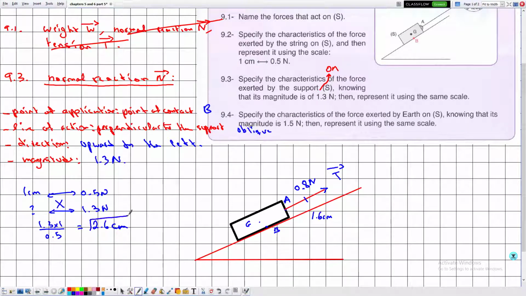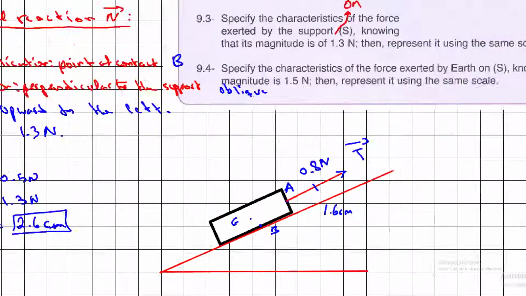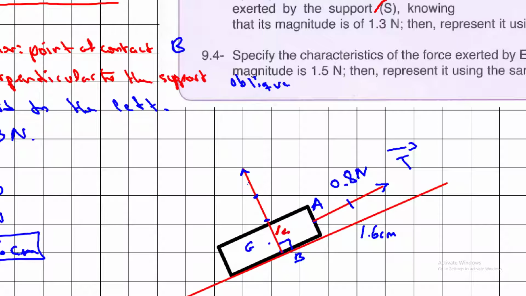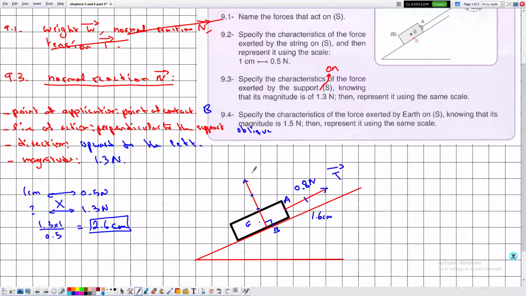What does this represent? This represents the length of the vector represented at the point B, which is the normal reaction. This is the point B, represented perpendicular to the plane like this, to the support. So this is the first centimeter, this is the second centimeter, and this is the 0.6. So this is 1 centimeter, and 0.6 centimeters. Now this is the normal reaction, and its length is given by 2.6 centimeters worth 1.3 newtons. This is it for part 9.3.